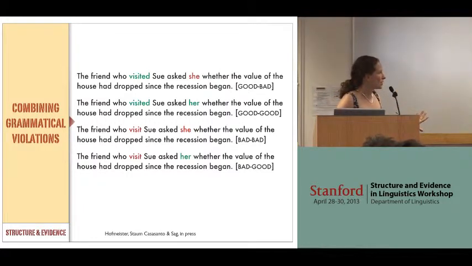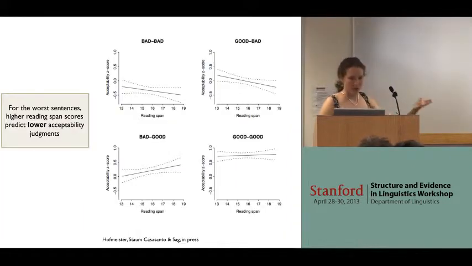And just to be sure that this isn't true about all sentences, we looked at some things with grammatical violations too. These sentences have either one or two grammatical violations, and you don't find the same relationship, right? Especially for the really bad sentences, if anything, you find the reverse: people with higher reading span scores like them worse rather than better. So this is just showing that there's a negative relationship with reading span scores for the ungrammatical sentences.